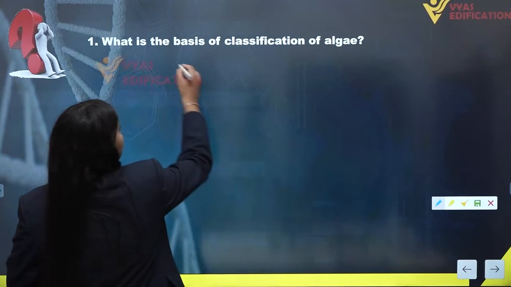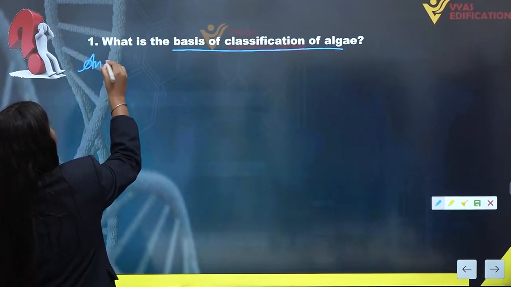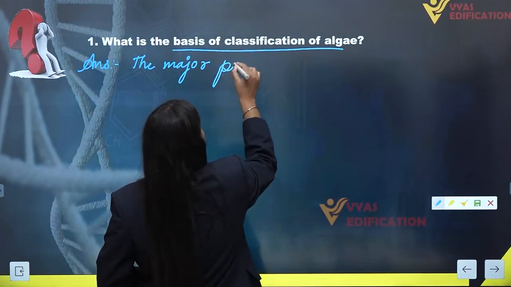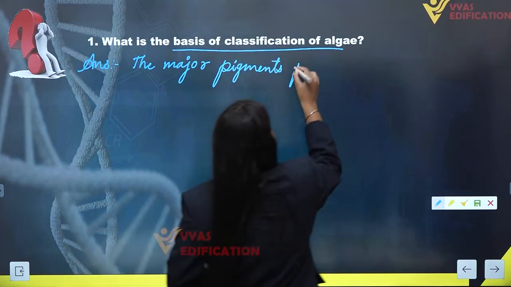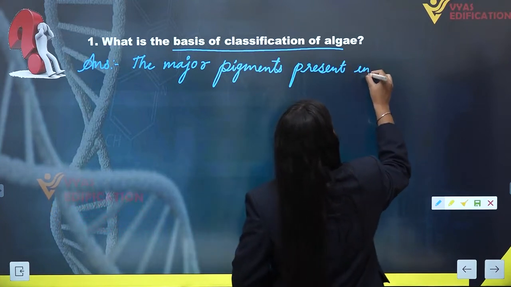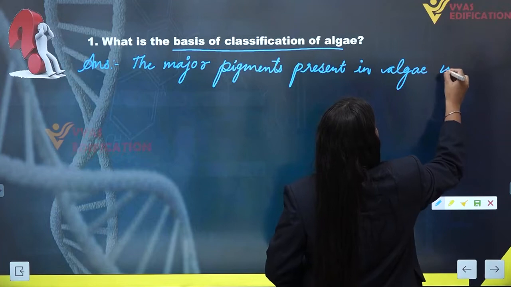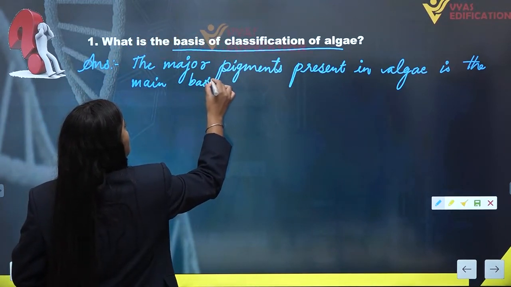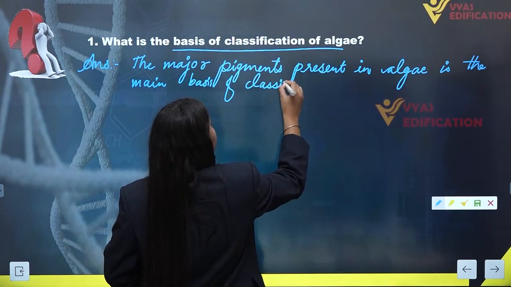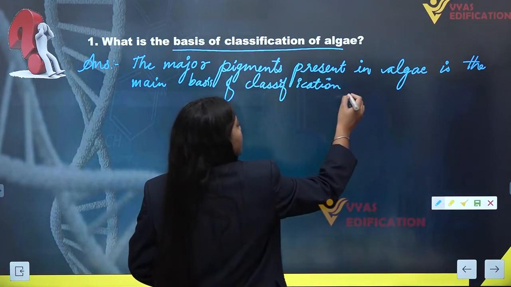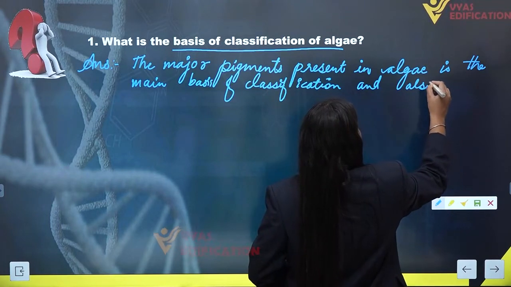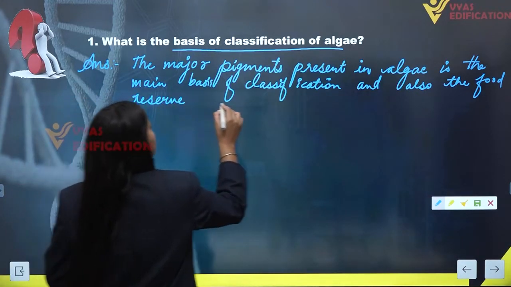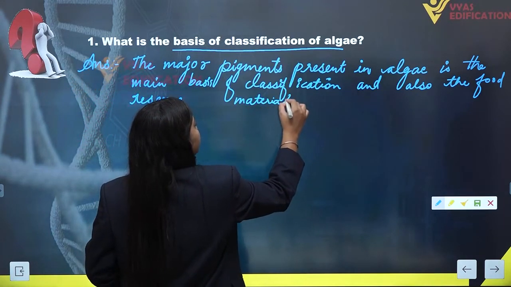If we talk about the basis of classification of algae, first we will write that the major pigments present in algae are the main basis of classification, and also the food reserve material present in them.